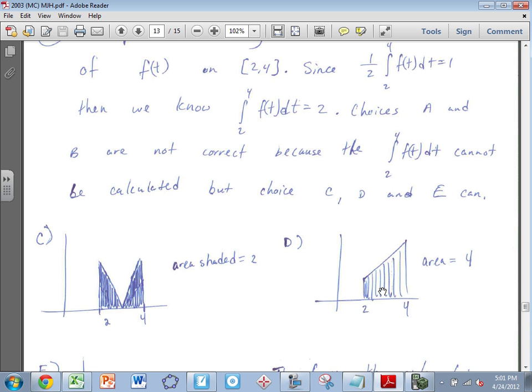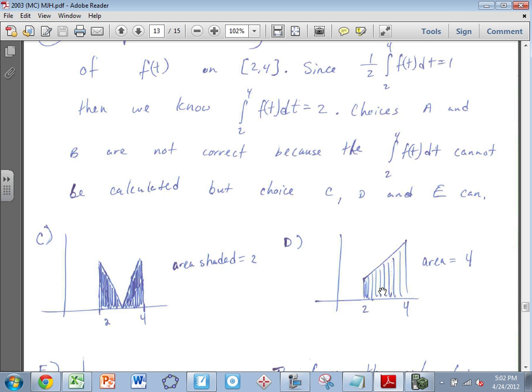How do you find average value, guys? 1 over b minus a, which is 1/2. So 1/2 times the integral. What's the integral of this, guys? Do the integral of that region right there. Geometrically, what is the integral? Because the square is what? It's 2 by 2.